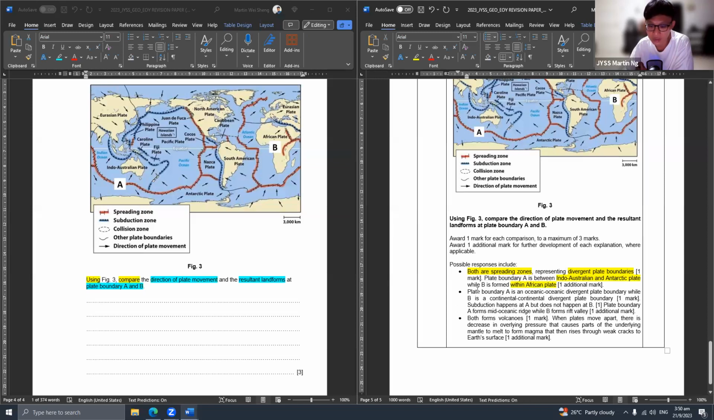All right. Now, point number 2. So plate boundary A is an oceanic divergent plate boundary, while B is a continental divergent plate boundary. So now I'm comparing a difference already. All right. So A is OO, B is CC.